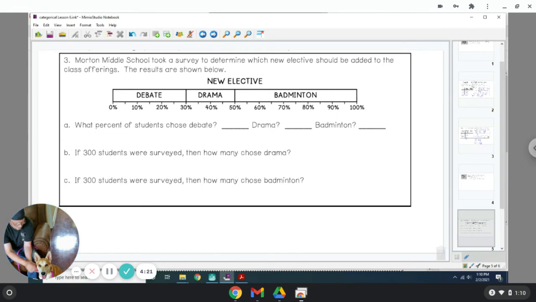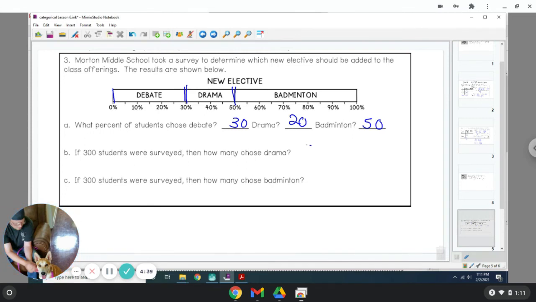What percent of students chose debate? So debate went from 0 to 30%. So 30% chose it. Drama went from 30 to 50. So that's a 20% difference. And then badminton went from 50 to 100. So badminton is 50%.